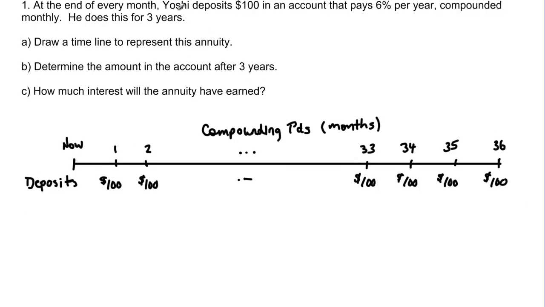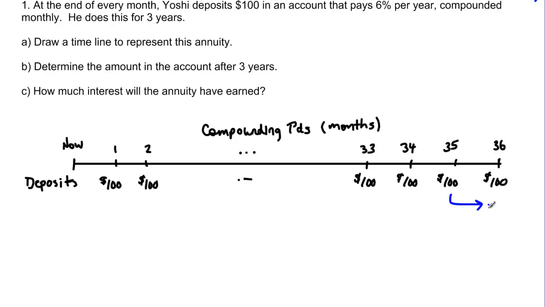So to determine how much each of these $100 deposits makes in interest, we're going to start at the end. The last $100 deposit won't earn any interest because it was put in at the very end. So this is still going to equal 100. The second last one, the one that was put in on the 35th month, when we bring this forward to the 36th month, it will earn interest for 1 month, or we can say 1 compounding period.